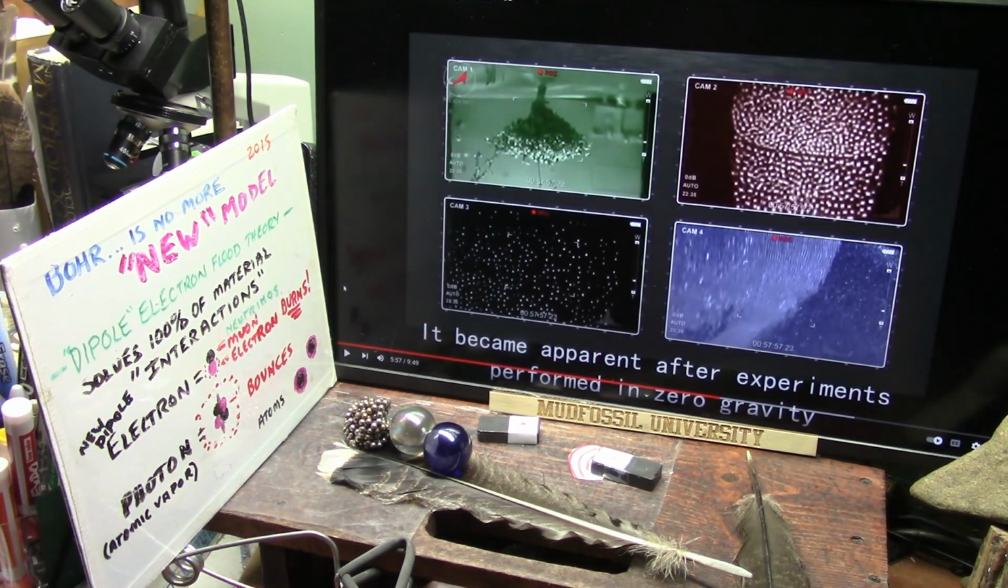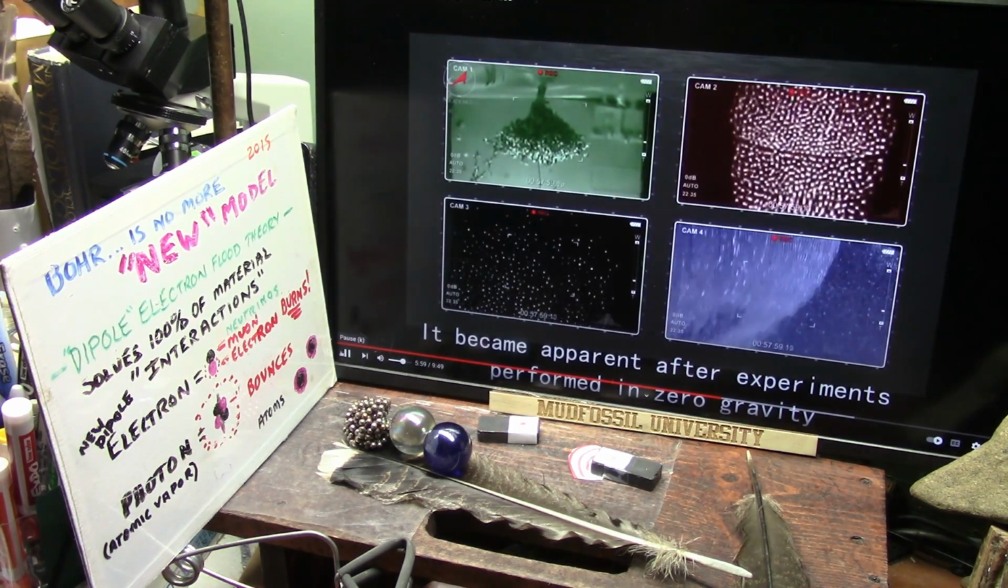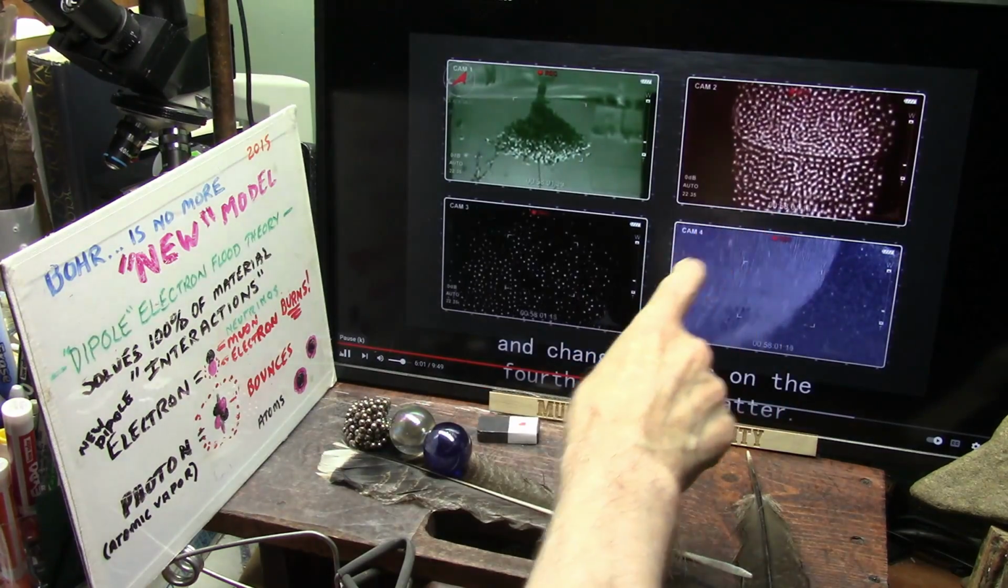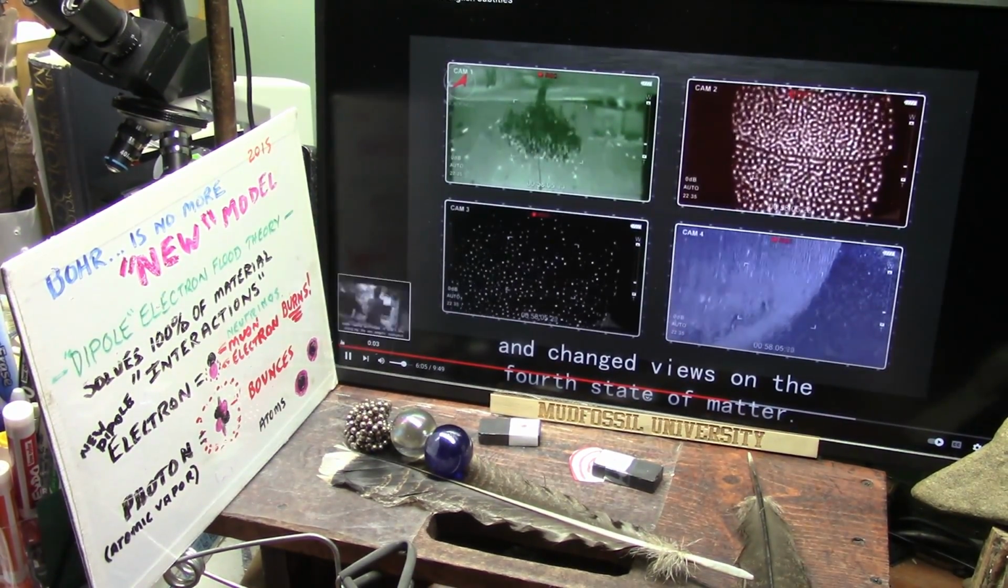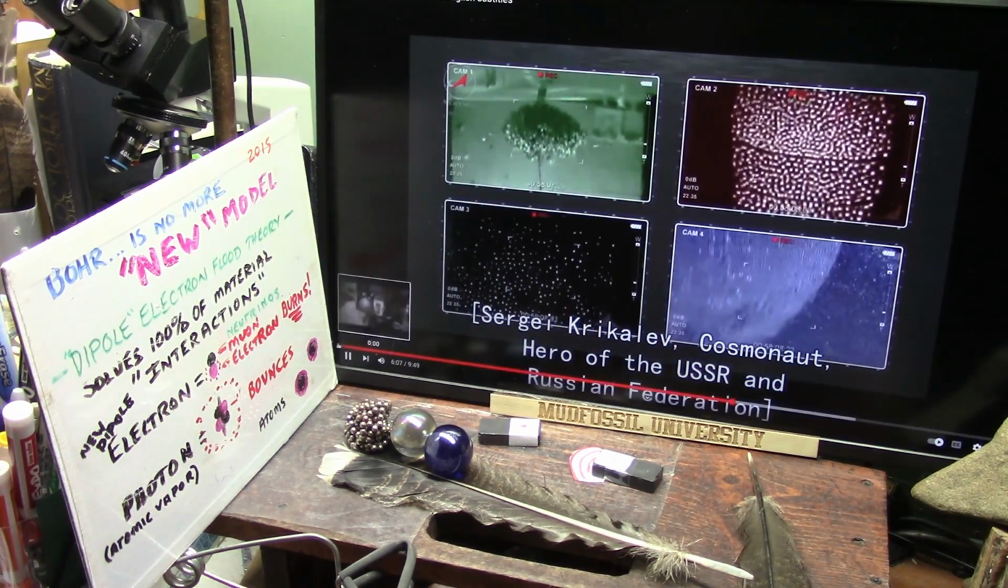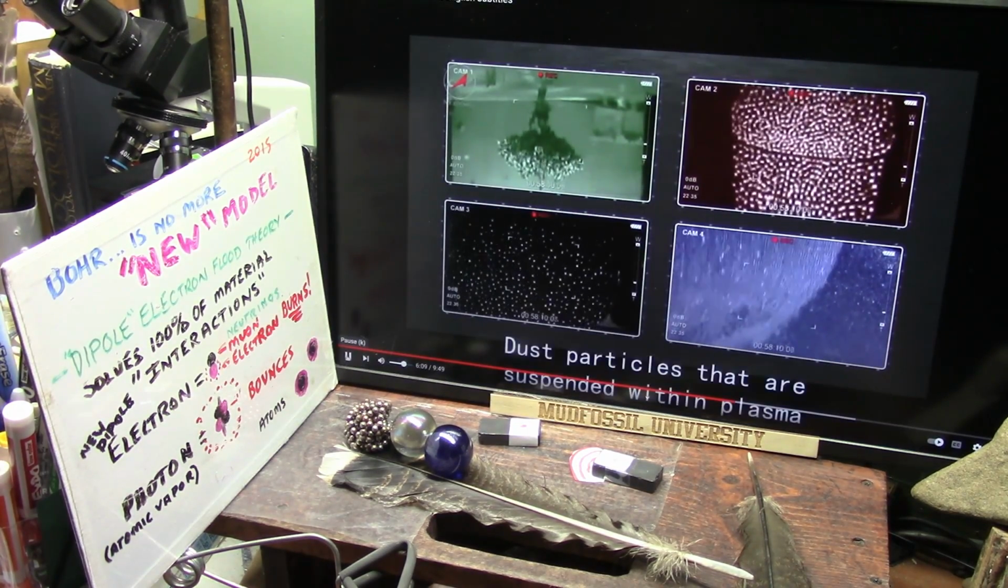Alright, these are the Russians in space in a vacuum chamber with charged particles. Now I'm just going to let this play and then I'll make a couple of comments here and there. Here it goes. Alright, this is what they're looking at, watching the actual particles.